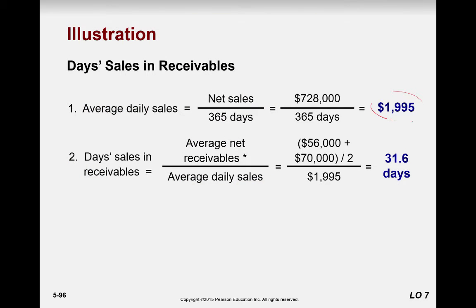So this tells us that we have about 2,000 every day in sales, and our receivables stay that way for about 31.6 days. So if we're giving 30-day terms, we're pretty close, but it doesn't seem that many people are taking advantage of our early payment discounts.